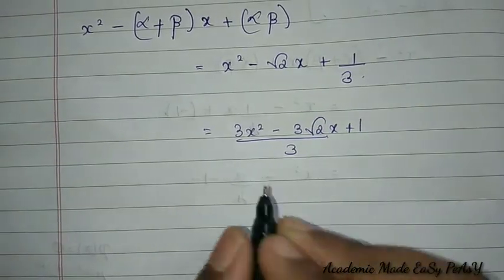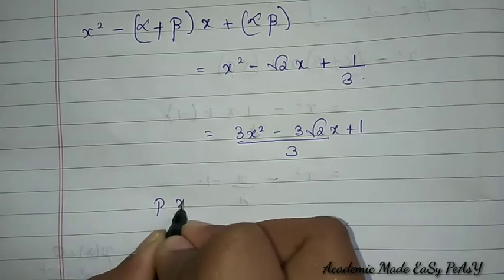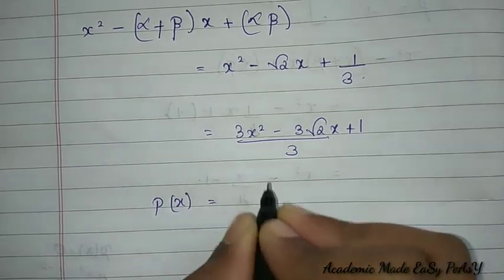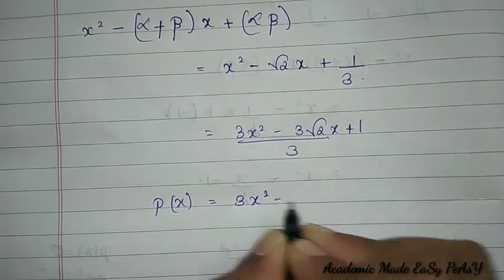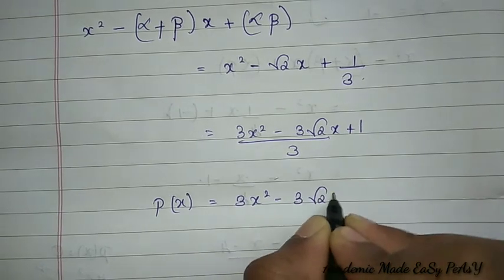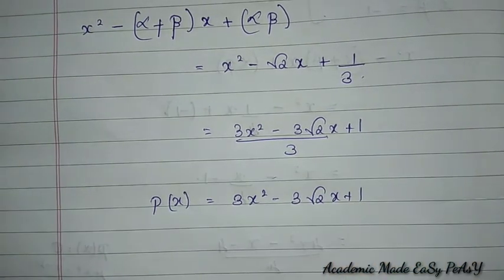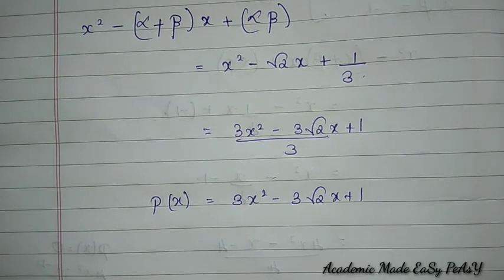In the next step I need not take the denominator here. So my p of x, that is the required polynomial, is 3x square minus 3 root 2 x plus 1. This is the required polynomial.